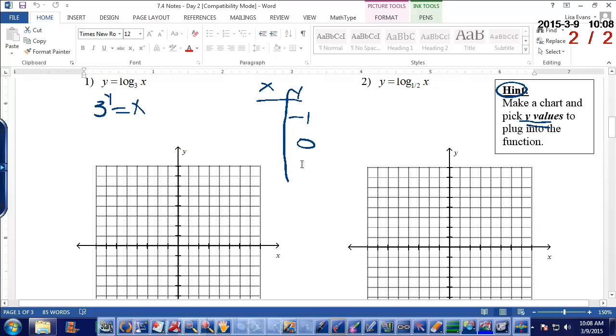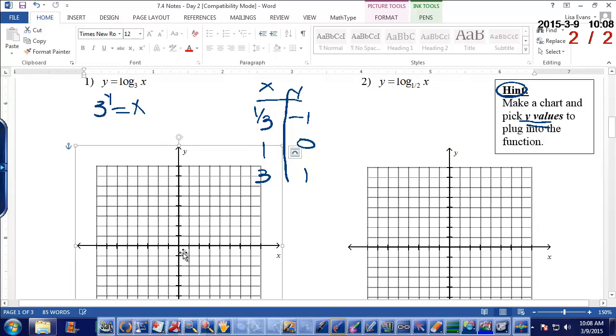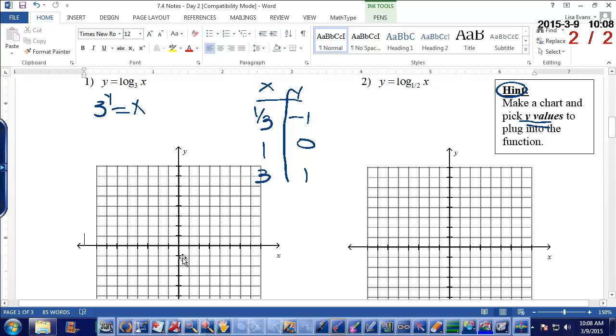So if I pick -1, 0, 1, put it in for y, you get your x. So 3 to the -1 is 1/3, 3 to the 0 is 1, and 3 to the first is 3. Go ahead and graph this. So I go over 1/3, down 1, over 1, up 0, and then over 3, up 1. So take a look. It looks like the graph's going to be approaching something horizontal, but it's not. We're going to focus on it approaching the y-axis. Okay? Let's go ahead and give this one a try.